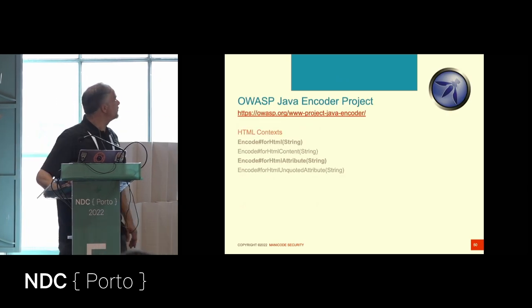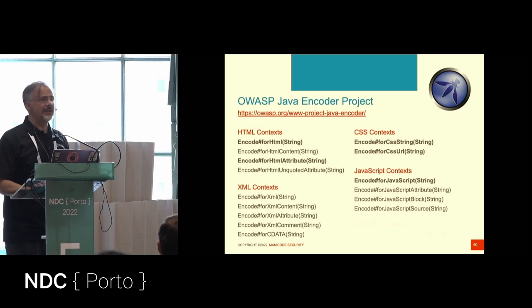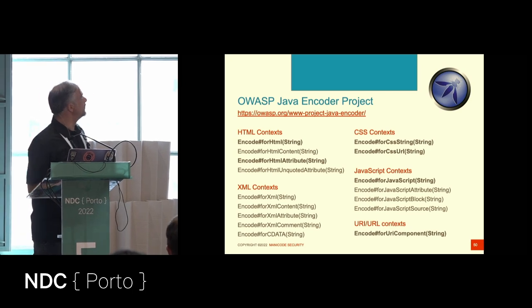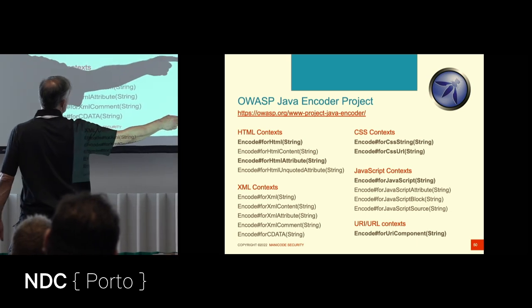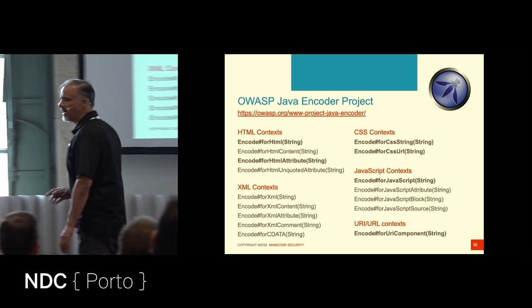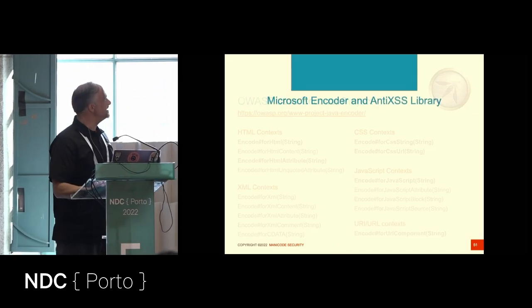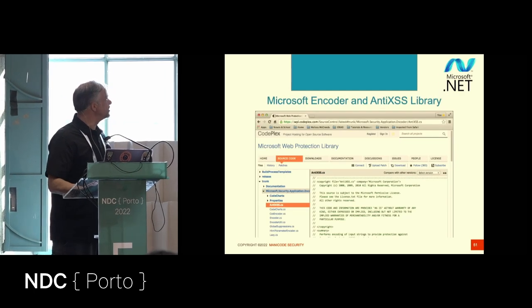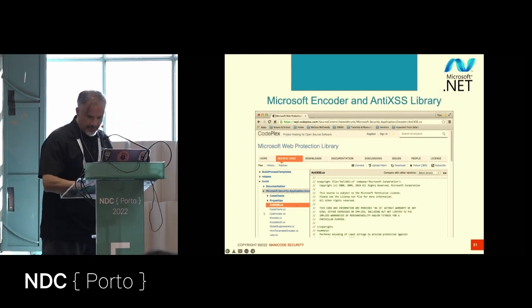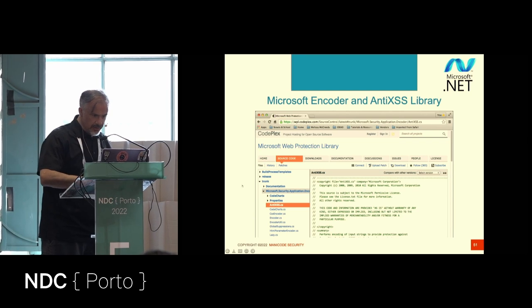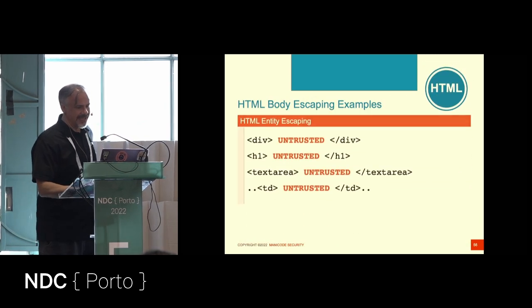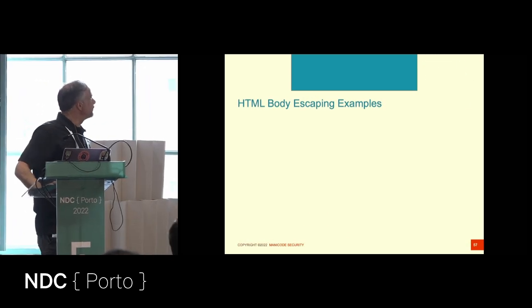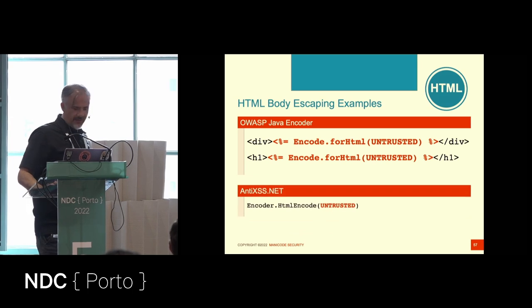So what we do is we encode. We either use a framework that does it for us, or we use these encoding functions: encode for HTML, encode for attribute, encode for JavaScript, encode for CSS, encode for URL. We have the same thing in .NET and every other major language, like the Microsoft encoder library. So what does this mean? This means if I'm gonna add data to the body of HTML like this, then I need to properly encode it like that, encode for HTML.